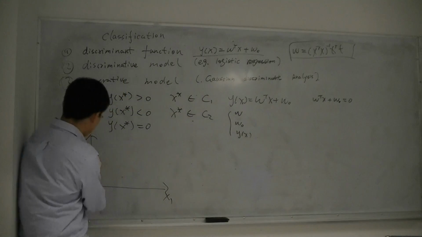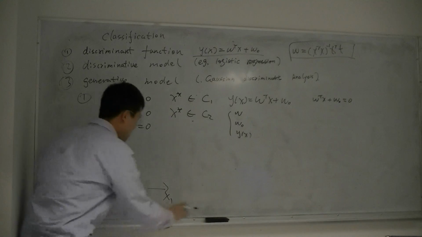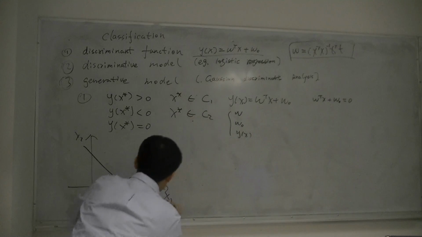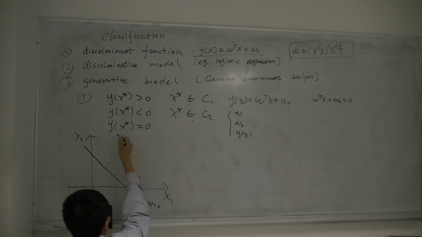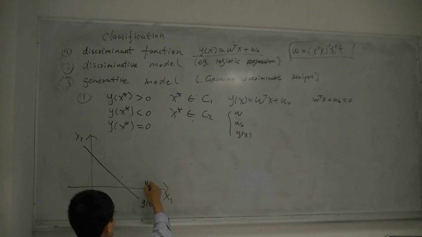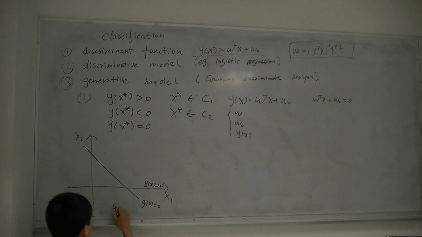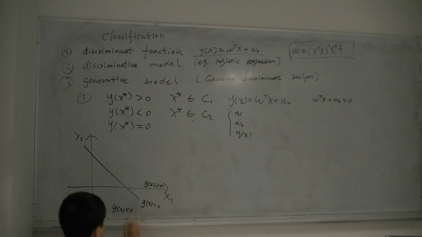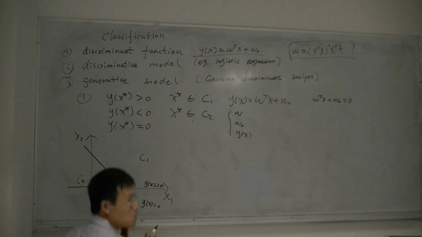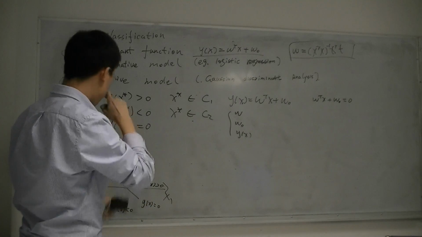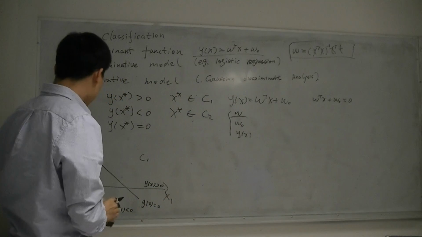And suppose we have a y like this. This is y of x equal to 0. In this region y of x is bigger than 0, and in this region y of x is less than 0. So this part is C1 and this part is C2. And first let's see what omega is here.